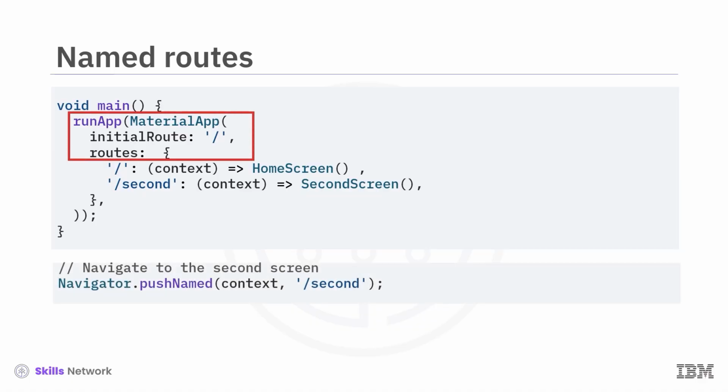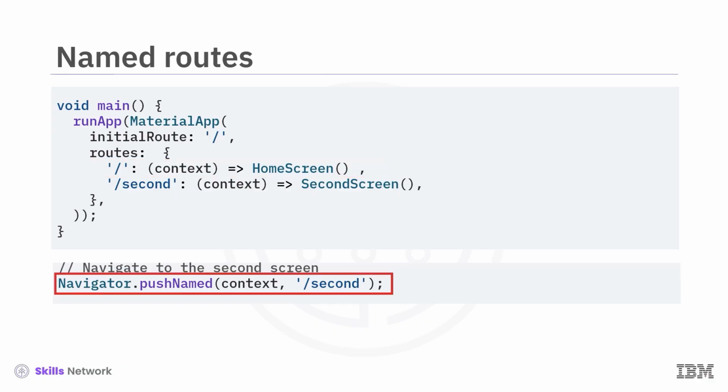This line initializes the MaterialApp widget to create a UI based on Material design standards. Initial route displays the app's initial screen when it starts. Context refers to the location of the current screen. Finally, this method pushes a new route onto the stack.